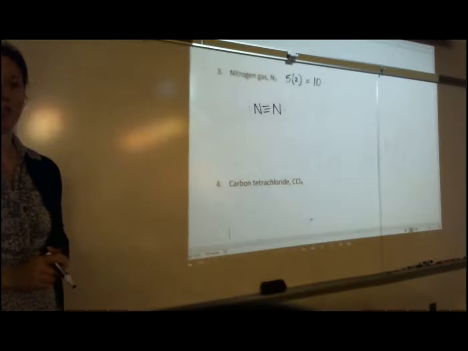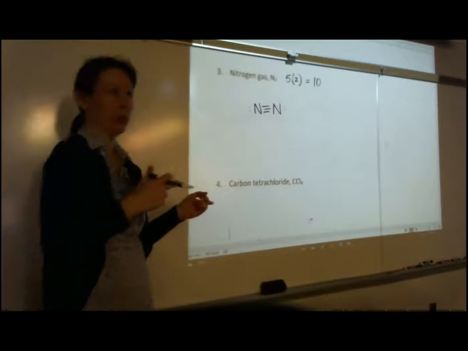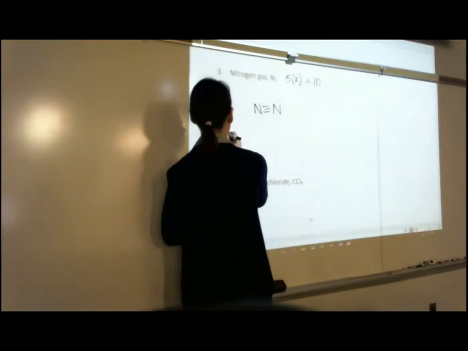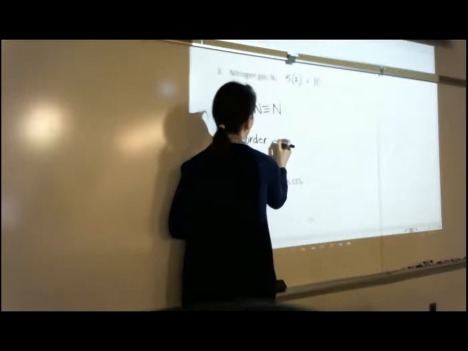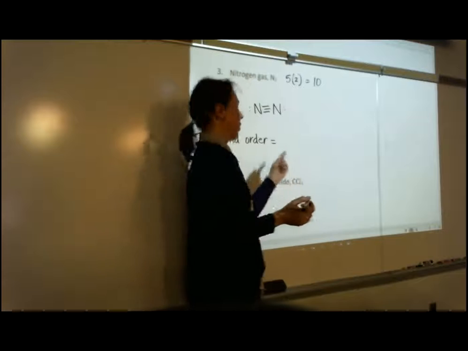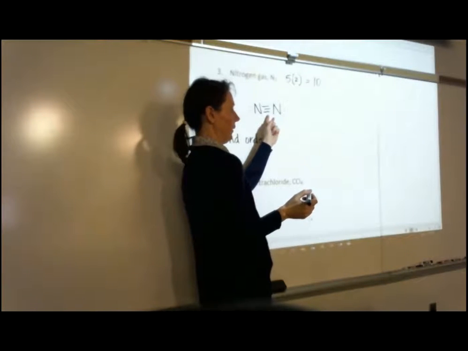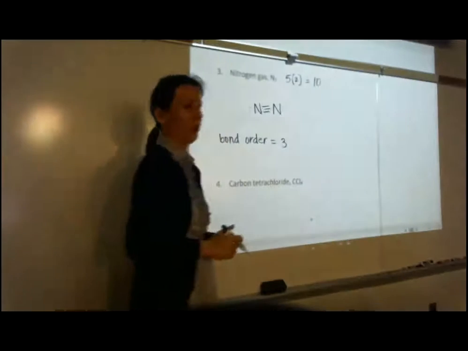By the way, if I asked you on a test, what's the bond order? You might see this on the homework too. The bond order is just, is it single bond, double bond, or triple bond, right? So what would the bond order here be? It'd be triple. We just say 3. The bond order there would be 3.